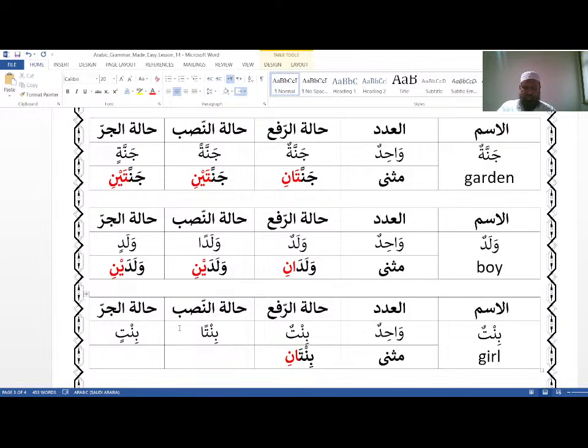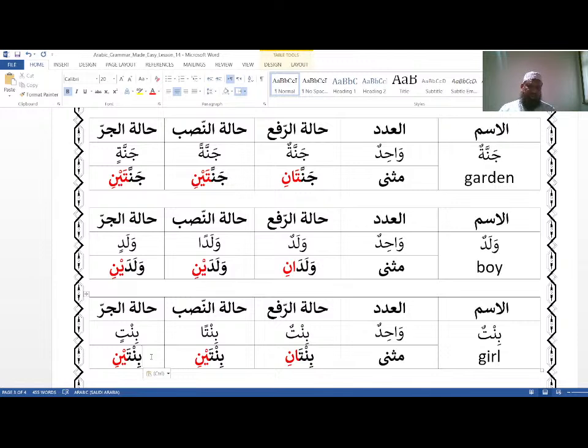Make it muthanna, put alif and noon at the end. Bintani. Again, the alif is there to show us it is in halatul rafa. In halatul nasb and jar with the ya, bintaini, bintaini. Okay. So this last letter, noon kasra, is called noon muthanna.